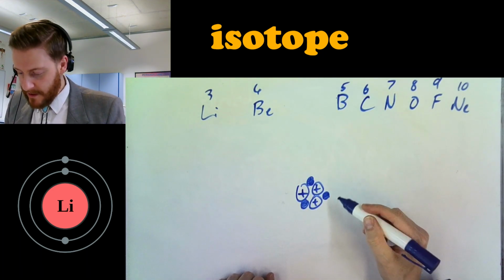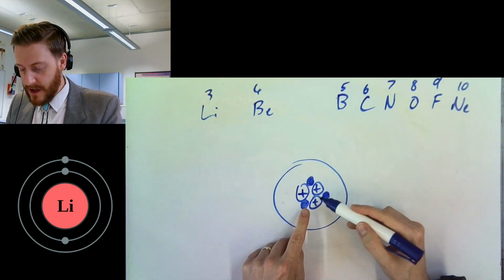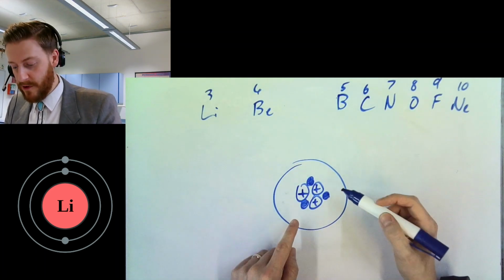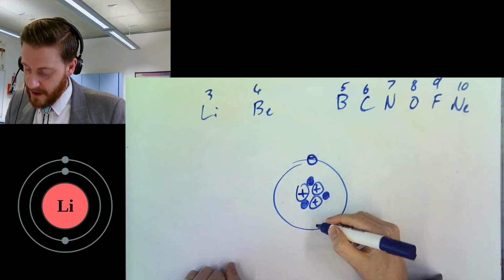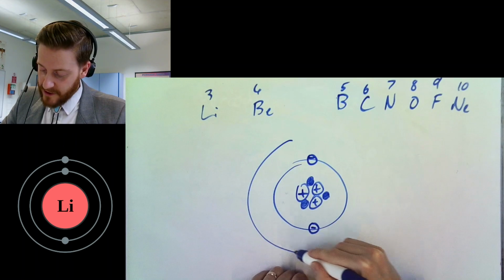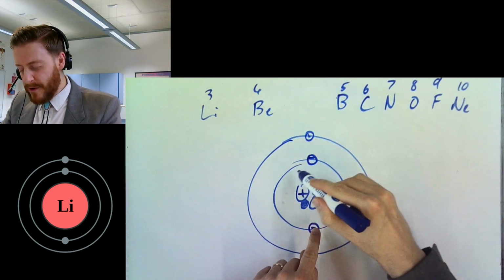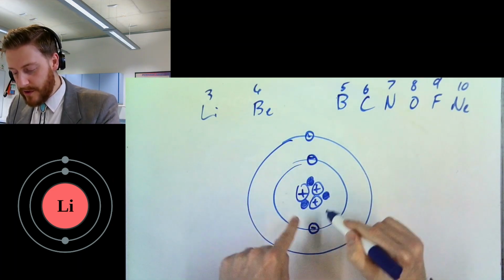So I've got my lithium here, and my lithium has 3 electrons. The number of electrons is always going to balance out the number of protons that you've got. So 3 protons must mean I have 3 electrons. So I've got 2 there, and then it's got to take an extra energy level to get that third one. The first energy level can only fit 2. It's the smallest one. It's closest to the nucleus.